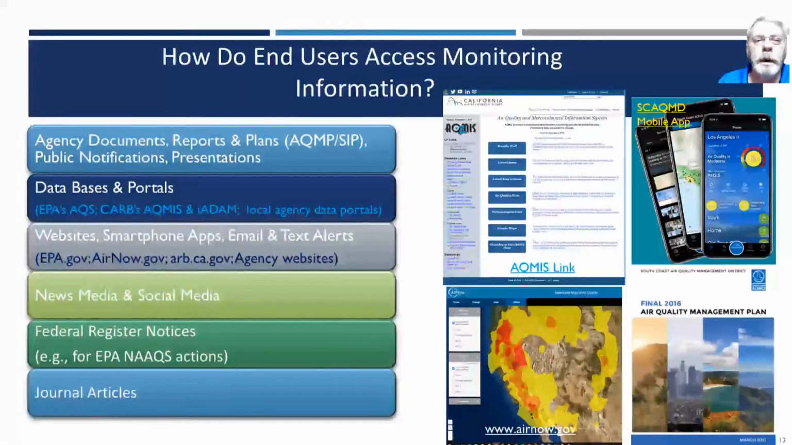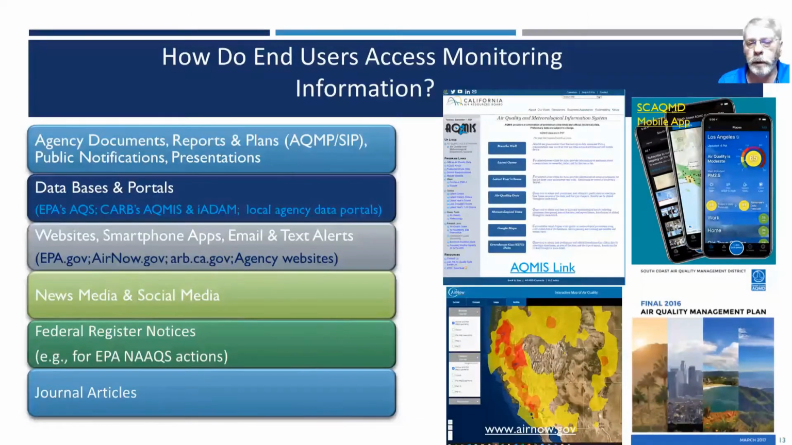So what are some ways that end users access monitoring data and information? There are many possibilities as listed. Some of the best data sources for use by all of us are the EPA, state, and local agency websites and data portals. The CARB AQMIS, Air Quality and Meteorological Information System, shown in the upper left here, has been a great resource for accessing continuous data very quickly.